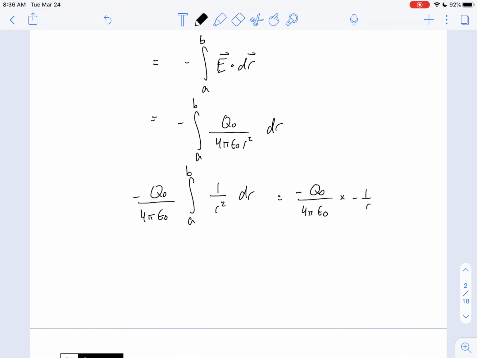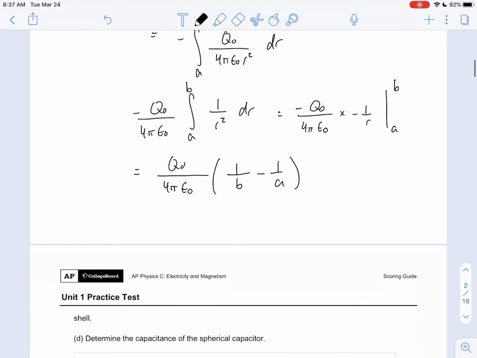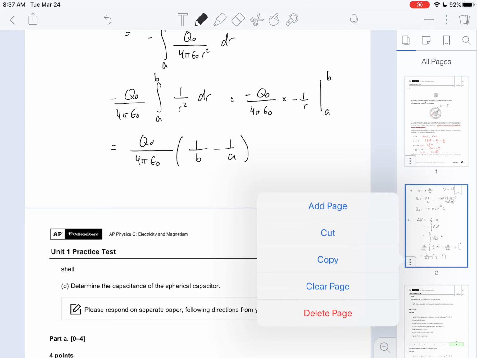And that integral is going to be equal to negative 1 over r. And then we evaluate that from a to b. And then the two negatives cancel each other, and we're left with Q naught over 4 pi epsilon naught, and then we have a 1 over b minus 1 over a. Okay, and we have values for all of these things. You could plug numbers in and get an answer. So go ahead and try that, but just to save time, I'm not going to do that in the video.